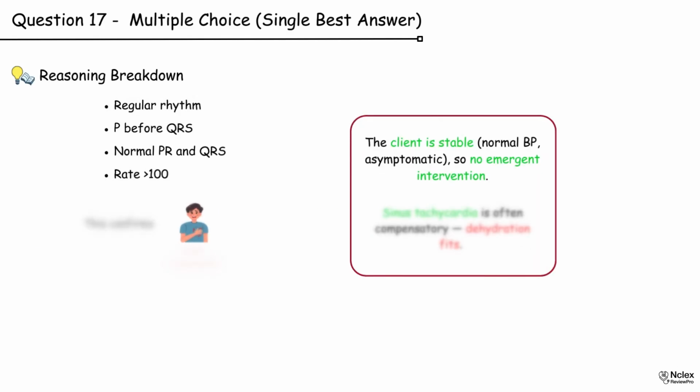Let's break this down carefully. The rhythm is regular. There is a P wave before every QRS complex. The PR interval is within normal range. The QRS is narrow and normal. The only abnormality is the rate, which is greater than 100 beats per minute. That confirms sinus tachycardia. Now look at the clinical context. The client is recovering from dehydration. Blood pressure is stable. The client denies chest pain or dizziness. There are no signs of hemodynamic compromise.